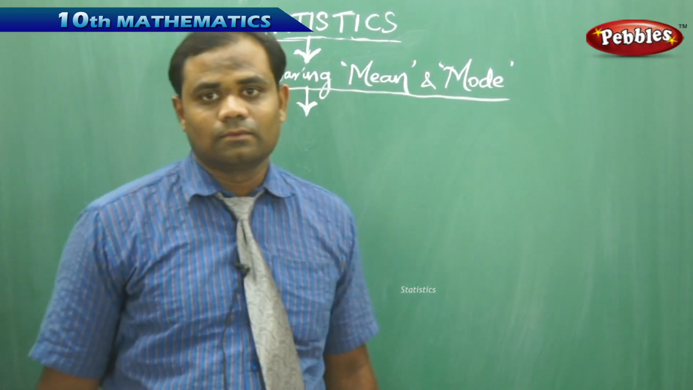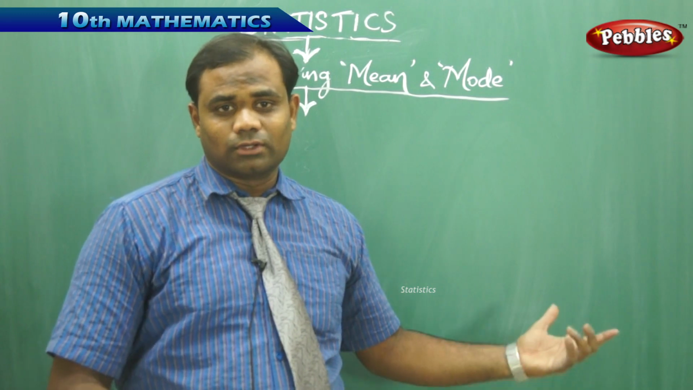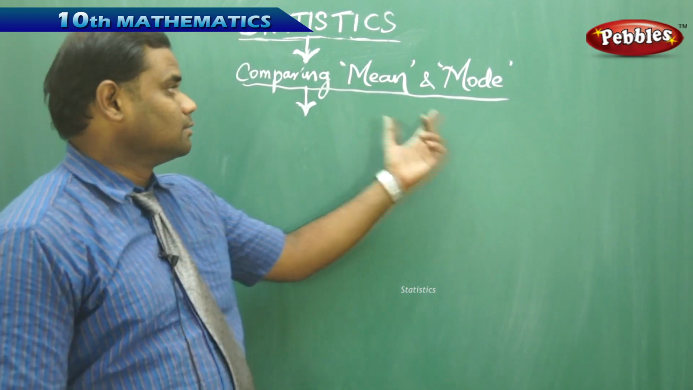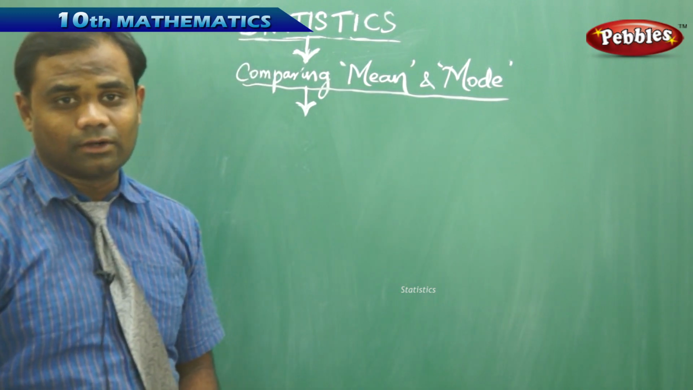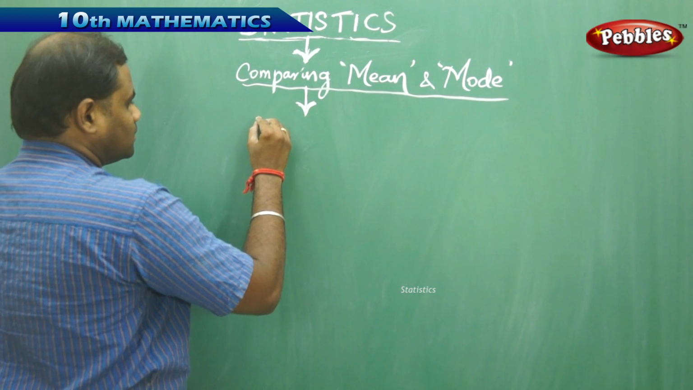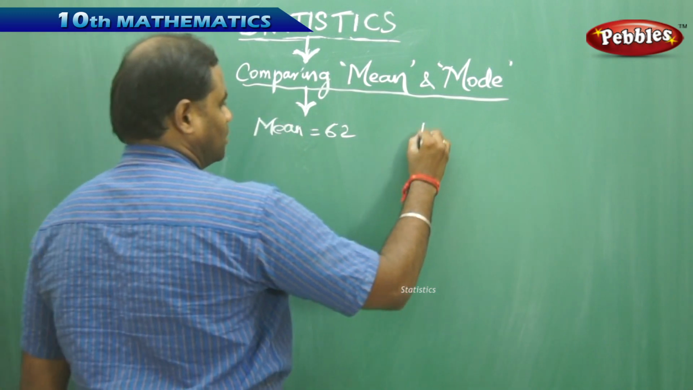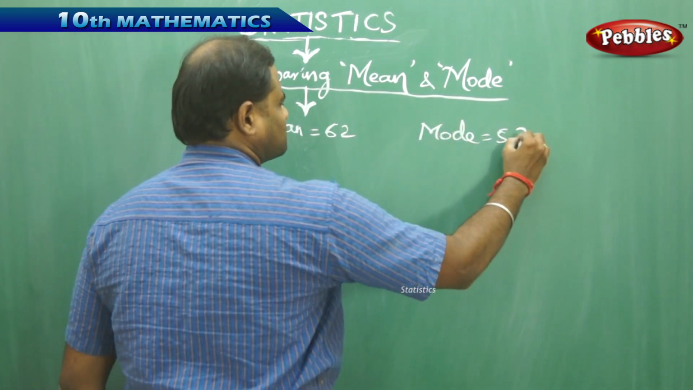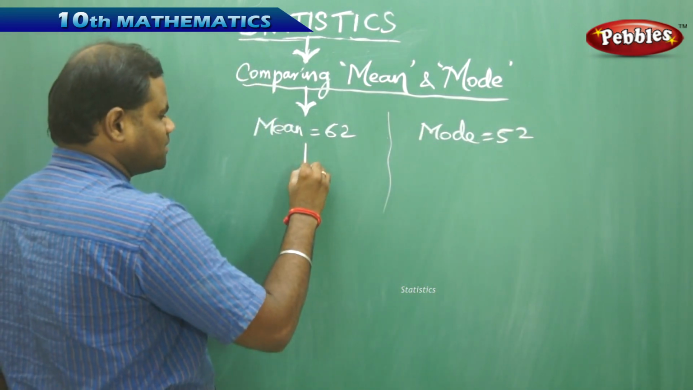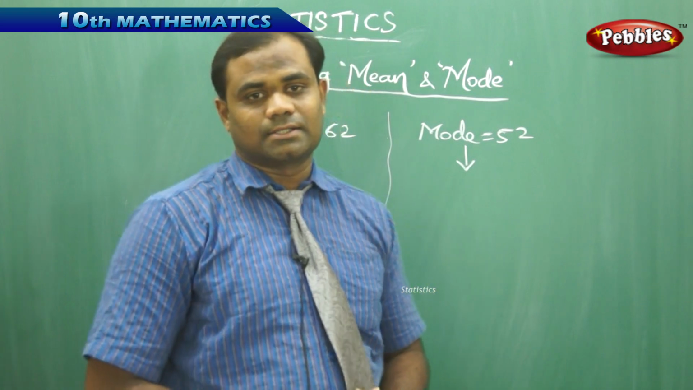Now let's see how we can compare mean and mode. As we have discussed mean and mode for the group data, let's recall the previous example problem and see how the comparison is done between mean and mode for better understanding of the topic connected with real life. From the previous example, I got my mean as 62 and my mode as 52. The previous problem was referring to the marks obtained in mathematics by the students in the class.